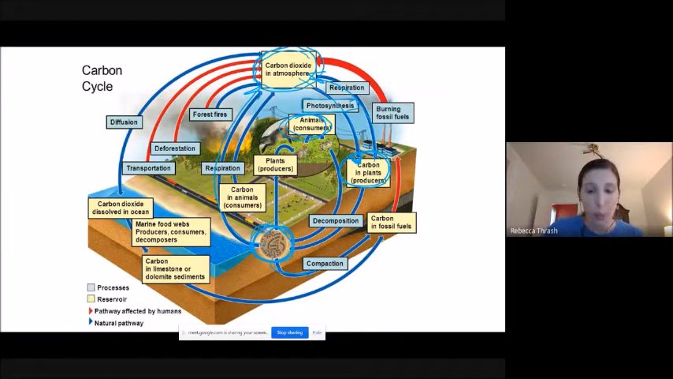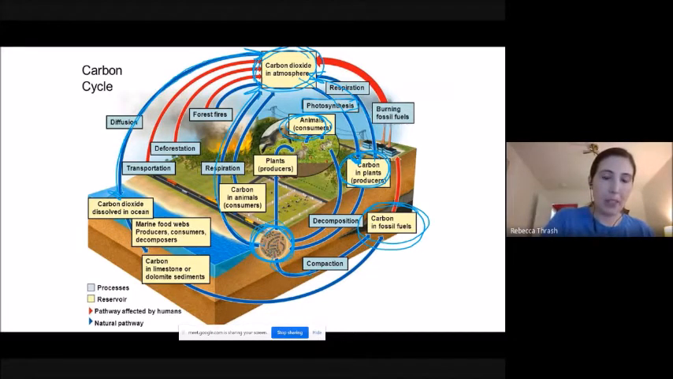Over a really, really long amount of time, those carbon molecules can be formed into fossil fuels. That includes things like petroleum, coal, and also natural gas. That is a long-term aspect of this cycle. Now, back to the atmosphere here, another natural pathway would be carbon dioxide diffusing between the atmosphere and water.